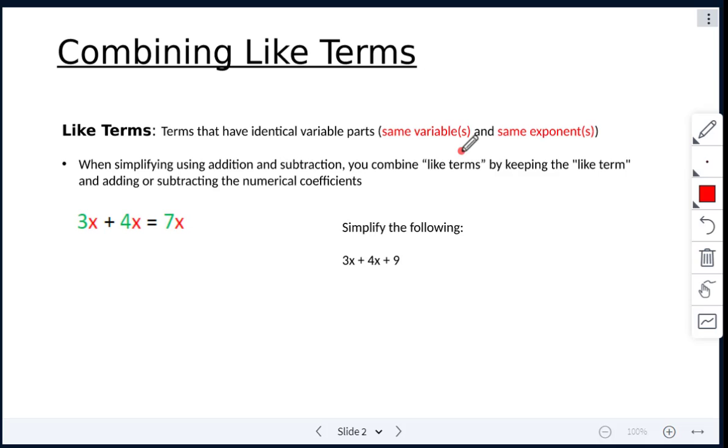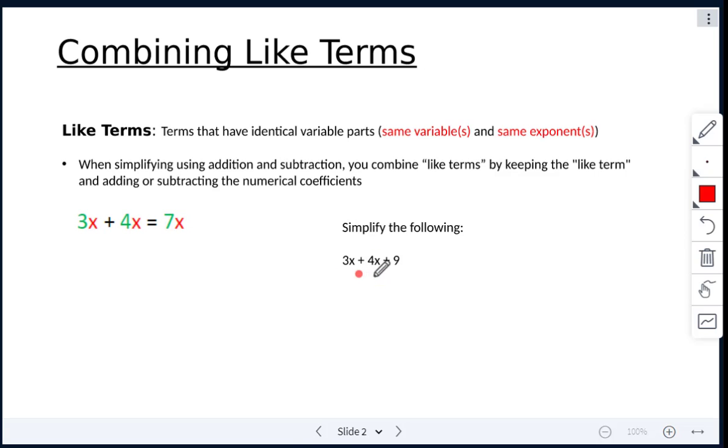So for example, if we were looking at this 3x plus 4x, we can simplify this further and add the numerical coefficients, which is the 3 and the 4. That gives me 7. But since we're adding, and these two are the like terms, we end up with 7x. All right, so we combine our like terms by keeping the like term, and all we're doing is adding or subtracting the numerical coefficients.